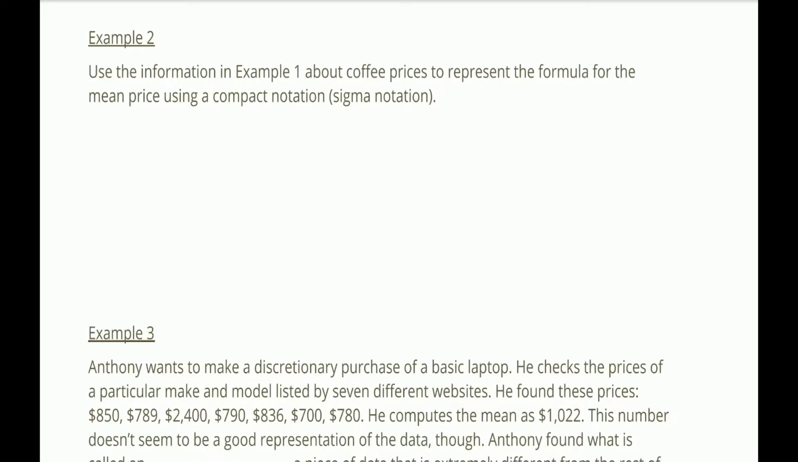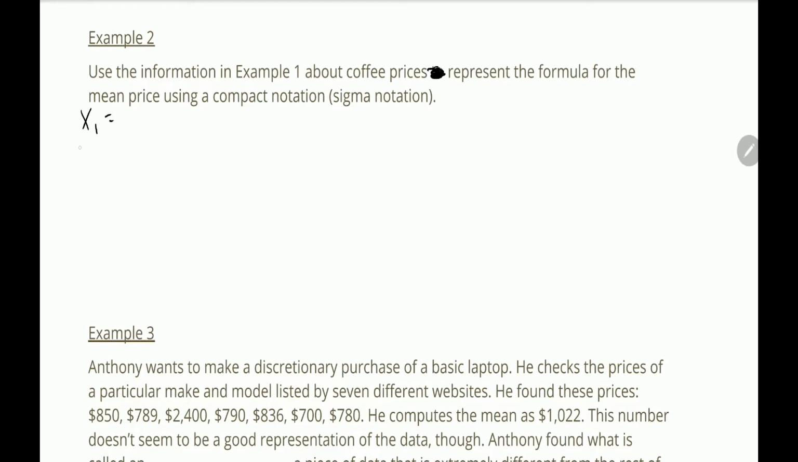So if we look at example 2, we use the information from example 1 about the coffee prices to represent the formula for the mean price. It is telling us to represent the formula for the mean price using a compact notation, and that just means a sigma notation. Compact just means it's shorter.